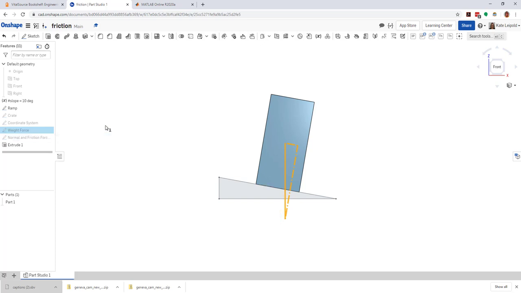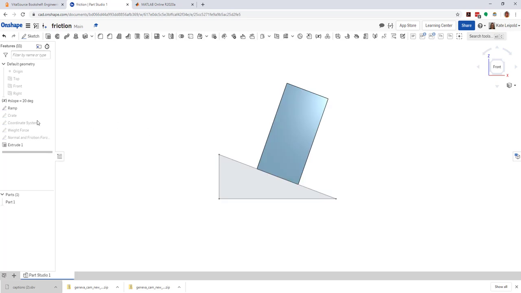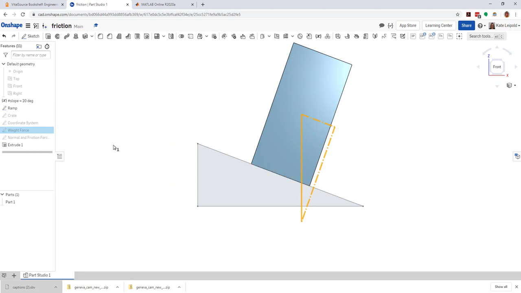Let's take a look at another version. Take the ramp here and increase this to 20 degrees. Go back to that weight force, and the weight is still over top of the base. So there's no issues here. This is still not going to tip over. It's not going to tumble down the ramp.